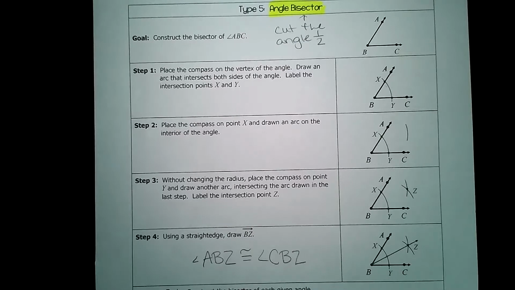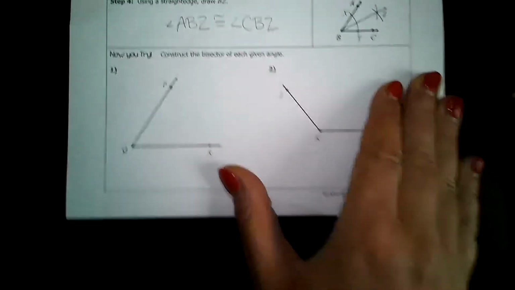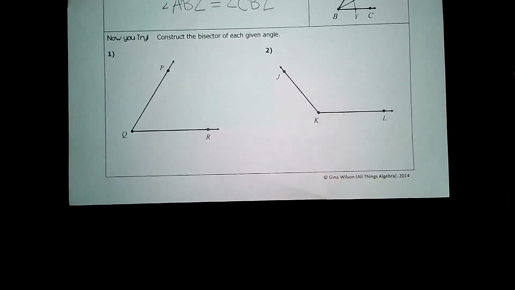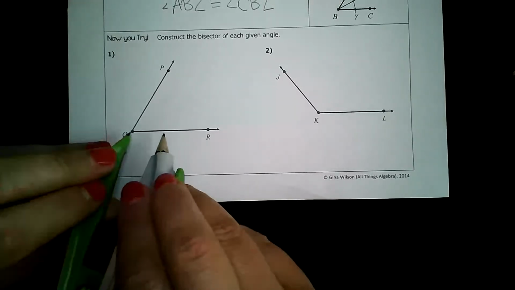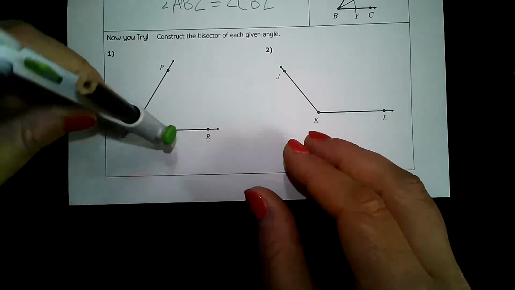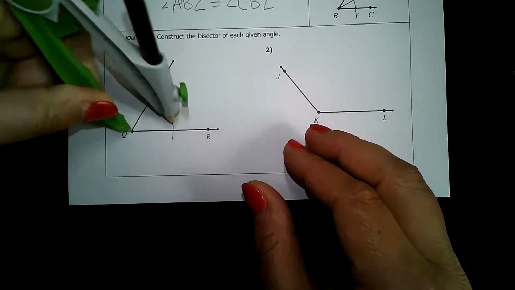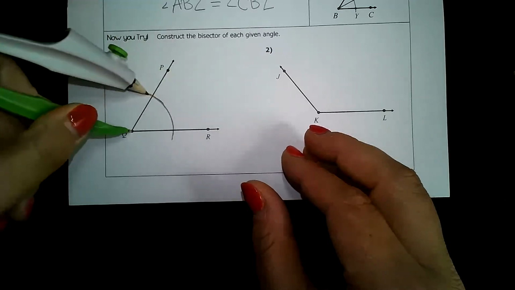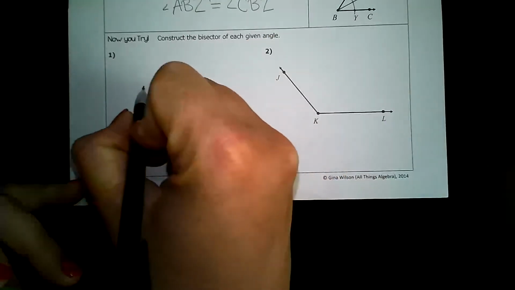All right, let's get a couple practices. I feel like this one's a lot like our midpoint, our perpendicular practice. Okay, here we go. Step 1, put the compass on point Q and build an arc that intersects both sides of the angle. Label those points of intersection X and Y.